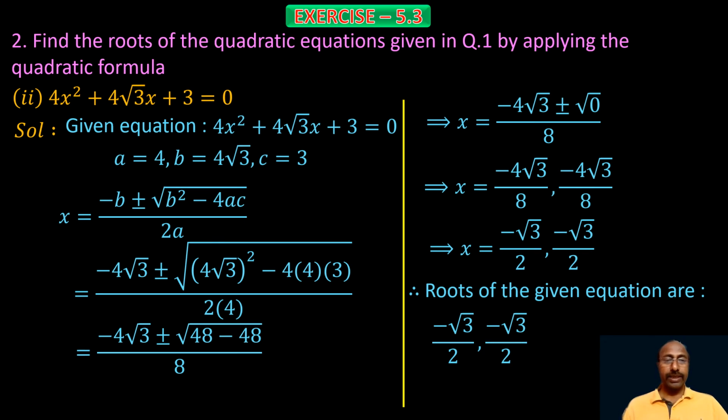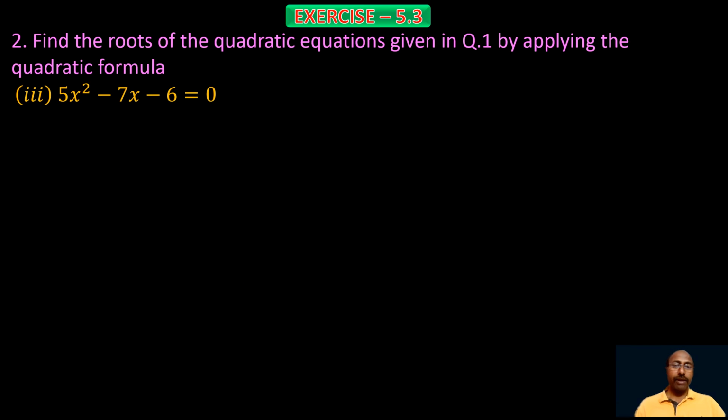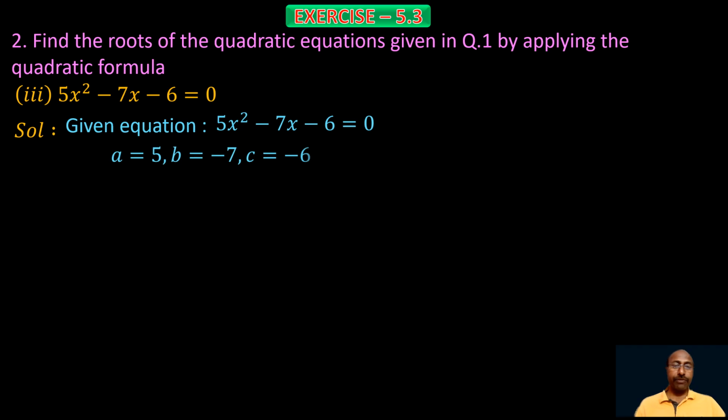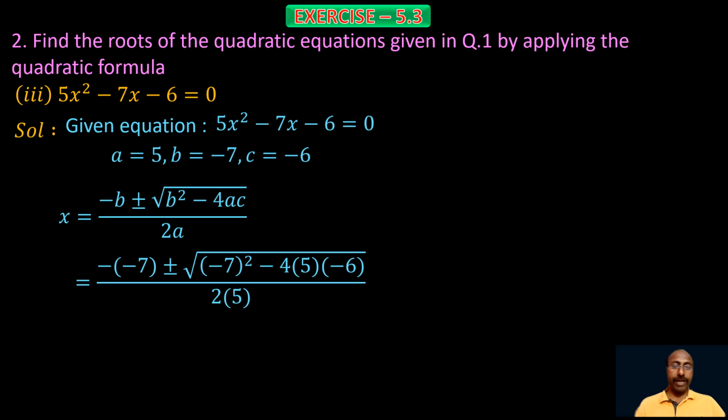Hence the roots of the given quadratic equation are minus root 3 by 2 and minus root 3 by 2. Okay, so take the third one: 5x square minus 7x minus 6 equal to 0. So write the given equation and also write the coefficients and the quadratic formula, and then substitute the values and simplify.